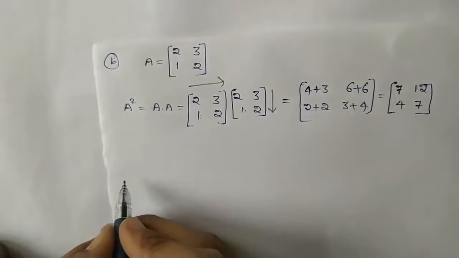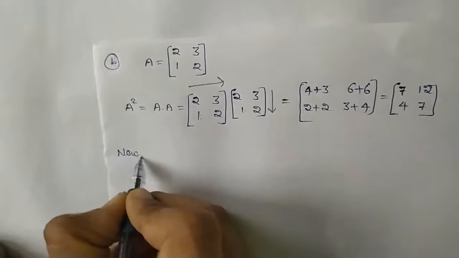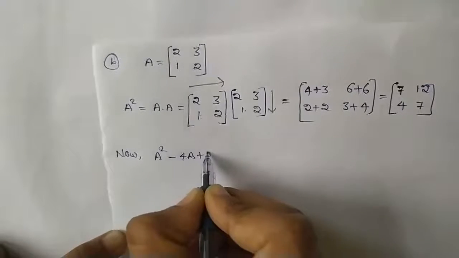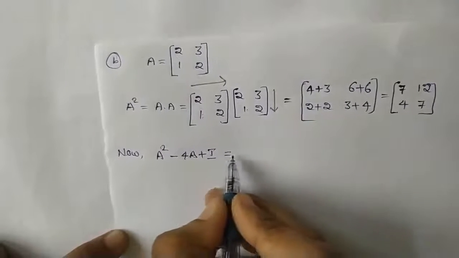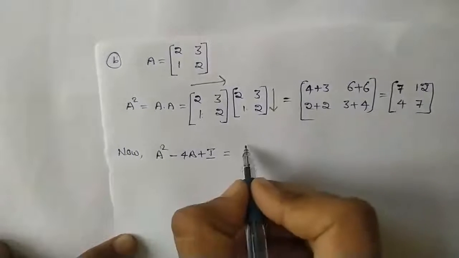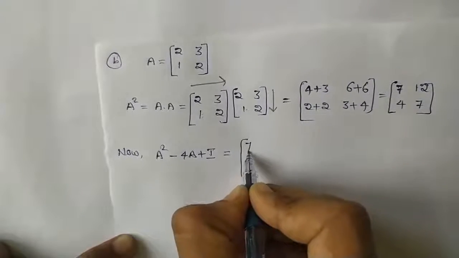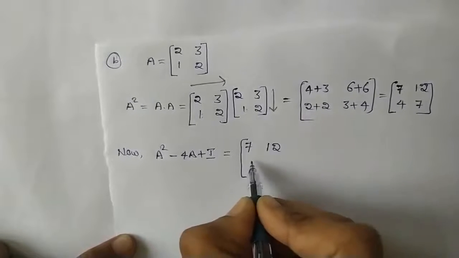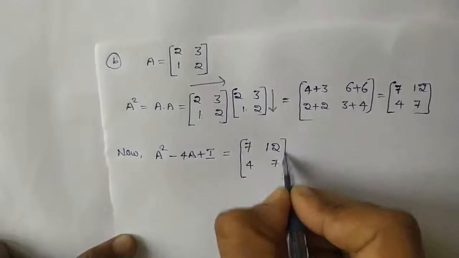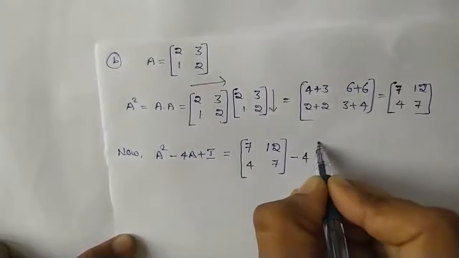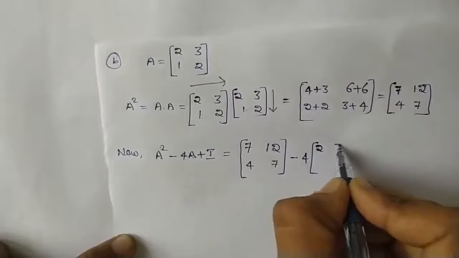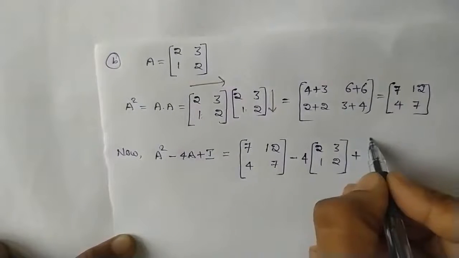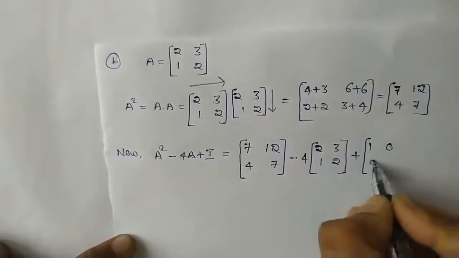Now we have to satisfy the equation. Now A square minus 4A plus I equals to, we need to prove that this equation equals to 0. So we substitute the A square matrix: matrix 7, 12, 4, 7 minus 4 into A. A matrix is what? 2, 3, 1, 2, plus I, which is nothing but the identity matrix 1, 0, 0, 1.